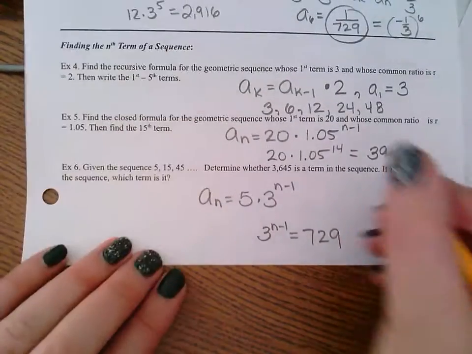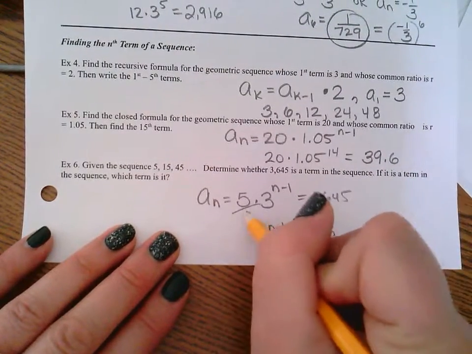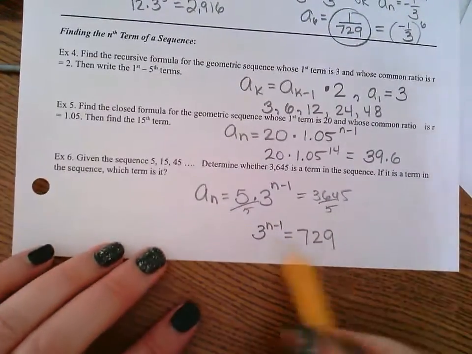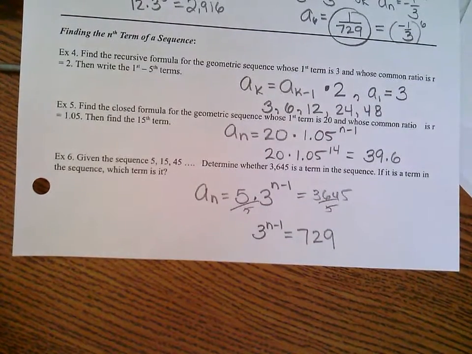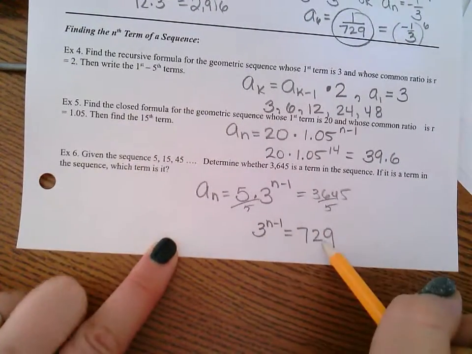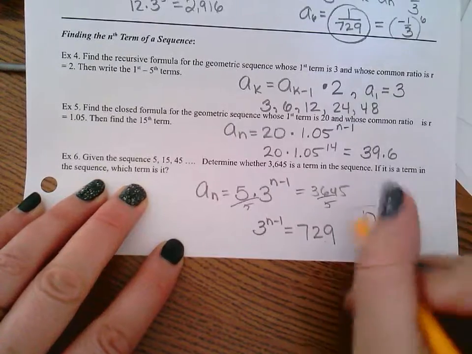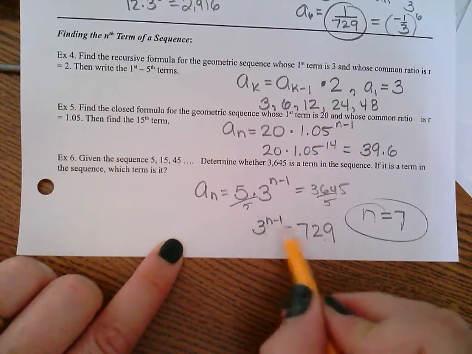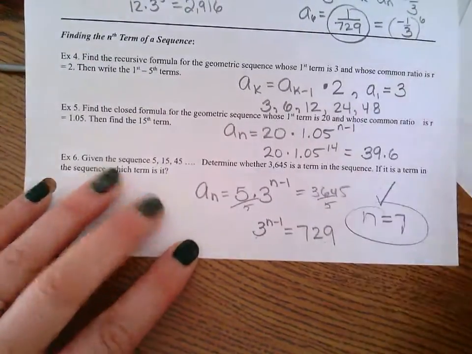So all I did was I set this equal to 3,645 divided by 5 on both sides. I know that 729 is a power of 3. I think we did that earlier, didn't we? 3 to the 6th. So if it's 3 to the 6th power, then n would have to be 7. Right, so 7 minus 1 is 6, 3 to the 6th is 729. So yes, it is, and it's at n equals 7.